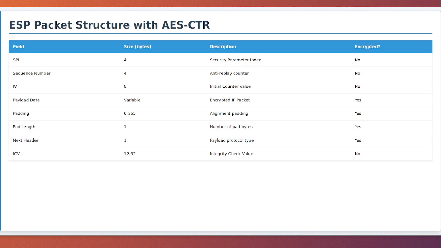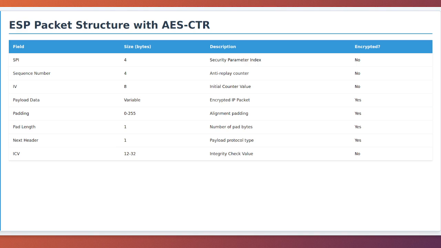The payload data is where your actual IP packet resides, and it is now encrypted using AES-CTR. This could be an entire IP packet when using tunnel mode, or just the upper layer protocols in transport mode. The encryption process generates a keystream by encrypting successive counter values. It then XORs this keystream with the plaintext. What is elegant about this approach is that the encrypted payload is exactly the same size as the original, with no expansion due to block alignment.